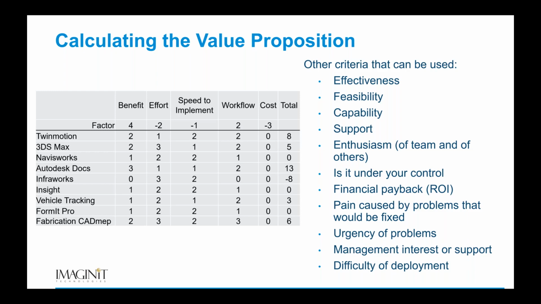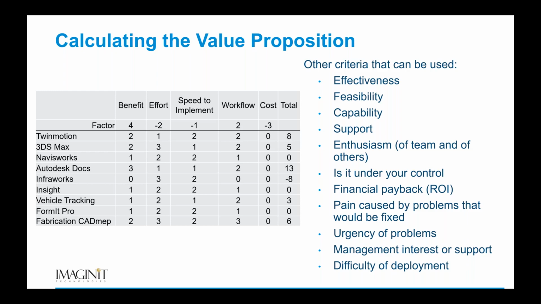In this case, I was considering the hard costs of it, and have those all factor out and say, based off of that, here's the weighting for how important any of these things are to me based off of what I said were my priorities. So say the Twinmotion one, it's the benefit of 4 times 2, plus -2 for the effort, -2 for implementation speed, +4 for workflow, 0 for cost. It's a weighting of 8.